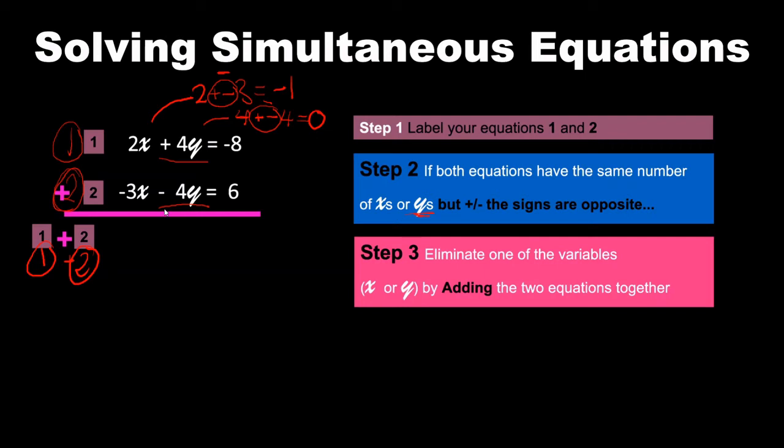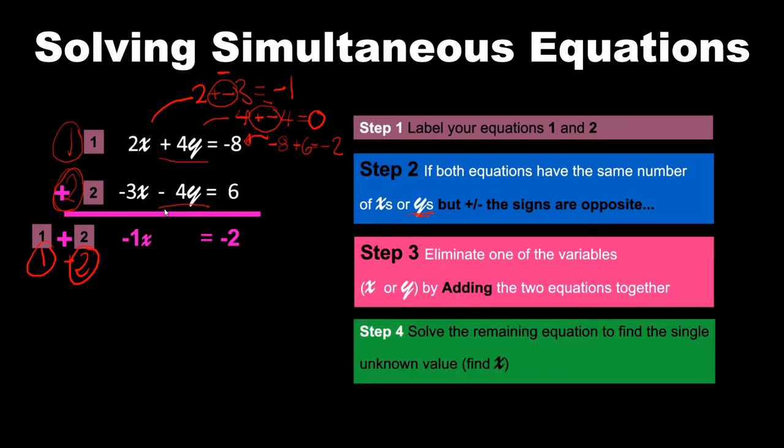And then we'll go on to look at the numbers on the right-hand side of this equation. So negative 8, and I'm adding positive 6. Negative 8 plus 6, that's negative 2. So showing this vertically, this will be negative 1x, and the y's have disappeared, so no y's, is equal to negative 2. Step 4, we're going to solve the remaining equation to find the single unknown value.